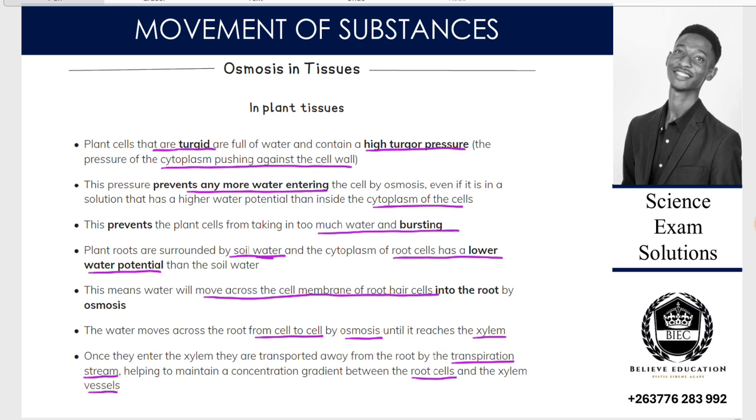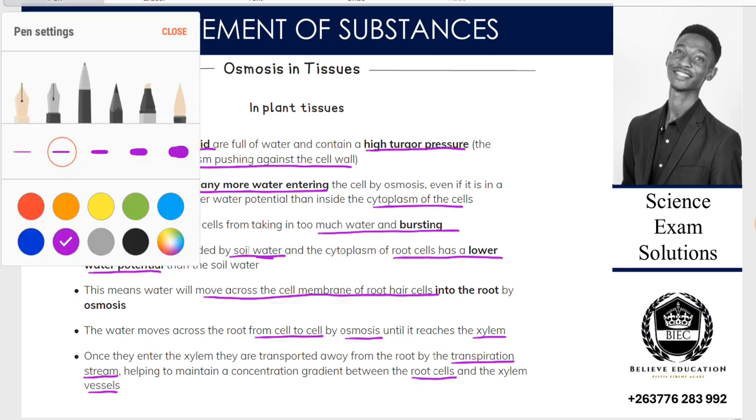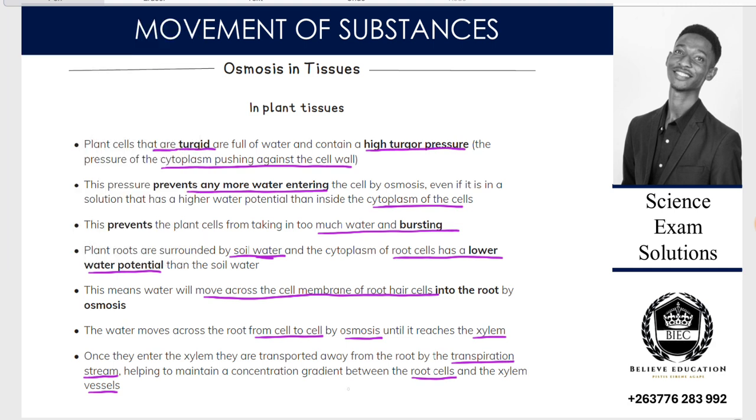Are we together? So now, I'll show you what happens. The water, from wherever it came from, from cell to cell, was being transported by osmosis, right? Are we together? It was transported by osmosis from wherever it came from. Then when it reaches the xylem, once it reaches this xylem, are we together? Then another process takes over to transport it; it is transported away by what? By this process here, the transpiration what? Stream. Are we together?